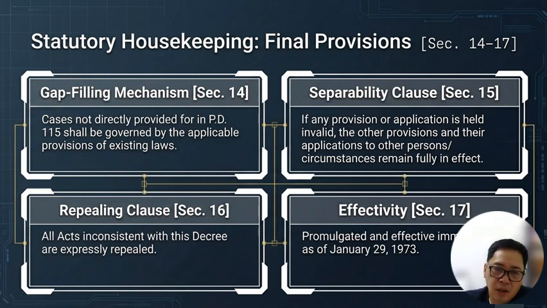Section 15, separability clause. This is a standard statutory safeguard ensuring that if any specific provisions or sections of the decree, or its application to a particular person or circumstance, is held to be invalid, the remaining provisions will not be affected and will continue in full force. So Section 16, repealing clause. To ensure the trust receipt law takes precedence over older conflicting rules, this section mandates that all acts inconsistent with this decree are explicitly repealed.